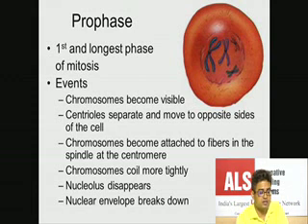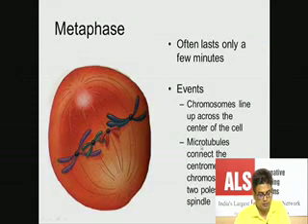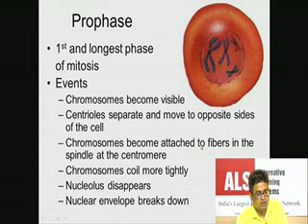Prophase, the first and the longest phase of mitosis. You can see the events that are happening here. Chromosomes become visible, centrioles separate and move to the opposite sides of the cell. The chromosomes become attached to fibers in the spindle at the centromere. But this process takes a lot of time. The nucleolus disappears, the nuclear envelope breaks down.